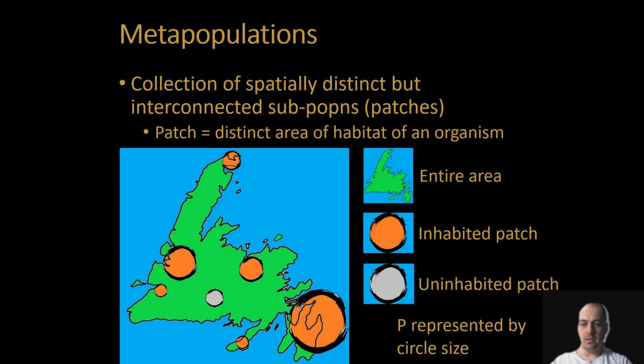And the last thing I will mention is the patch occupancy, so the number of organisms in each of these subpopulations or patches, is represented by the size of the circle. So this patch has the largest number of organisms, and this patch and this patch would have the lowest number of organisms.